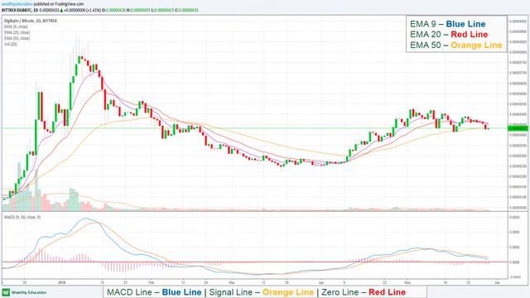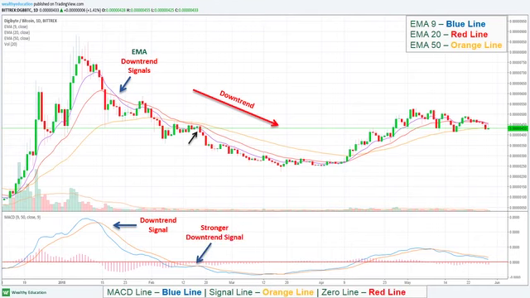The trend reversed when the MACD line crossed below the signal line here. The EMA 9 also crossed below the EMA 20. The downtrend signal was stronger when the EMA 9 and EMA 20 crossed below the EMA 50, and the MACD line crossed below the zero line.